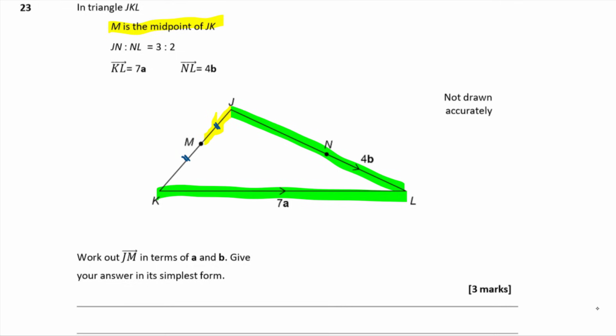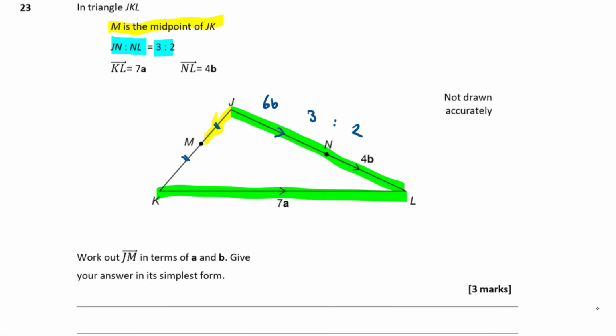And we're also told that JN to NL is in the ratio of 3 to 2. So this is 3 to 2 along here. Okay, so if this is in the ratio of 3 to 2 and NL is 4b, then if I divide that by 2 and times it by 3, it should tell me that JN, this part down here, is going to be 4b divided by 2 times by 3. It's going to be 6b, isn't it? That's going to be 6b. I'm just going to write that down.